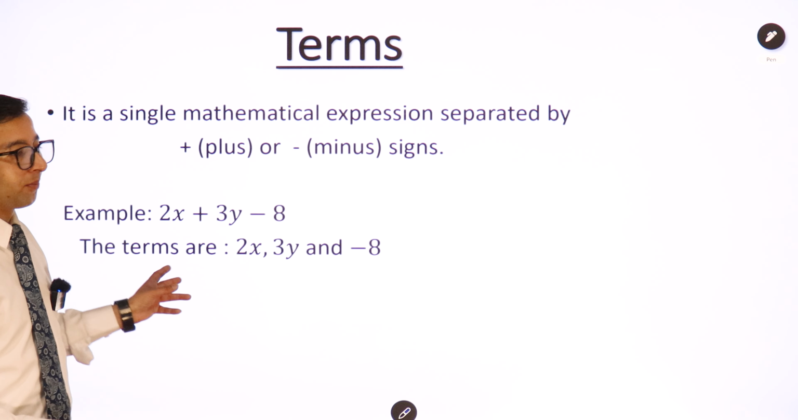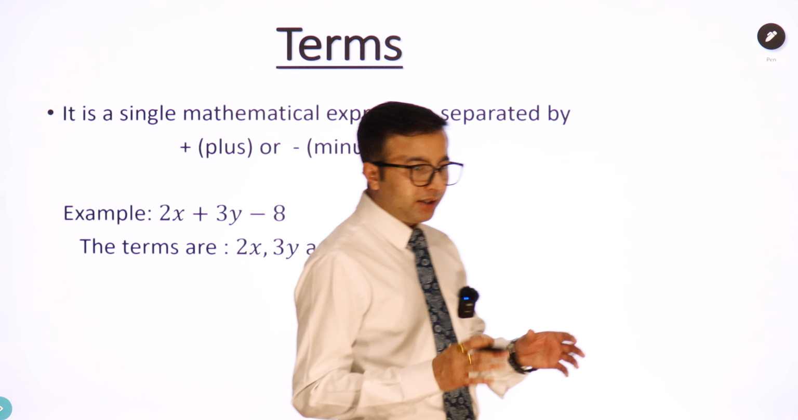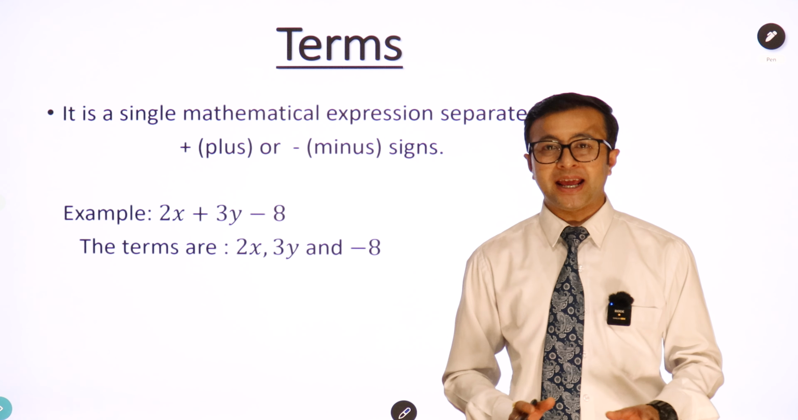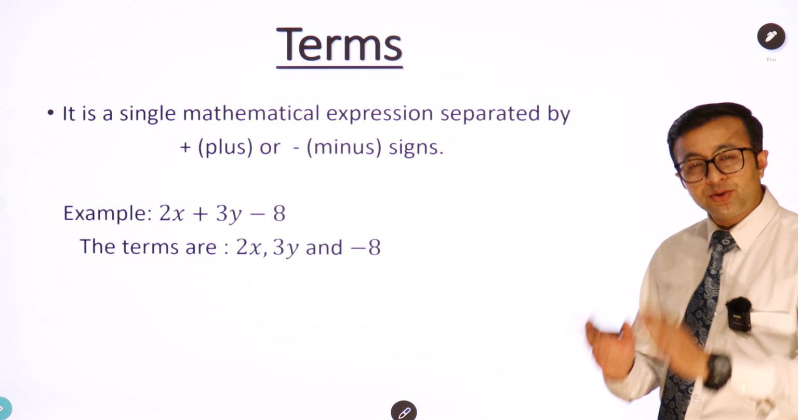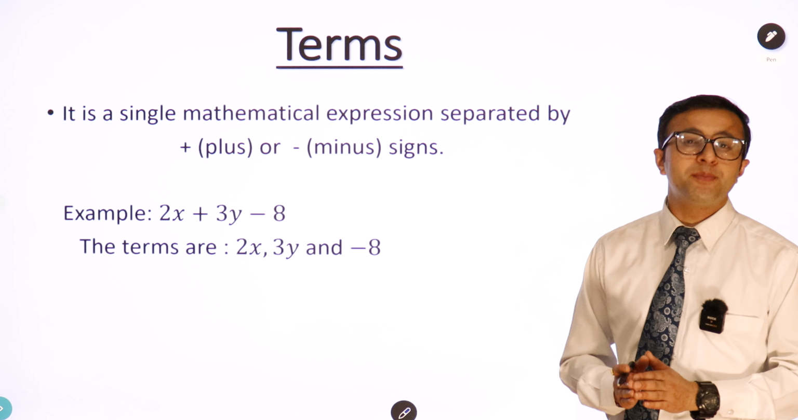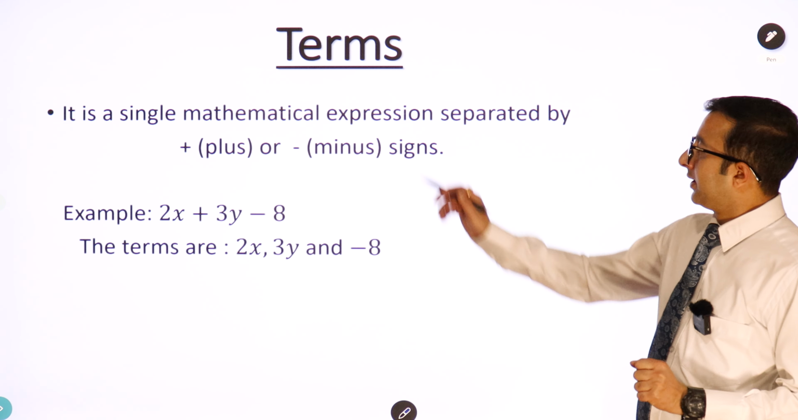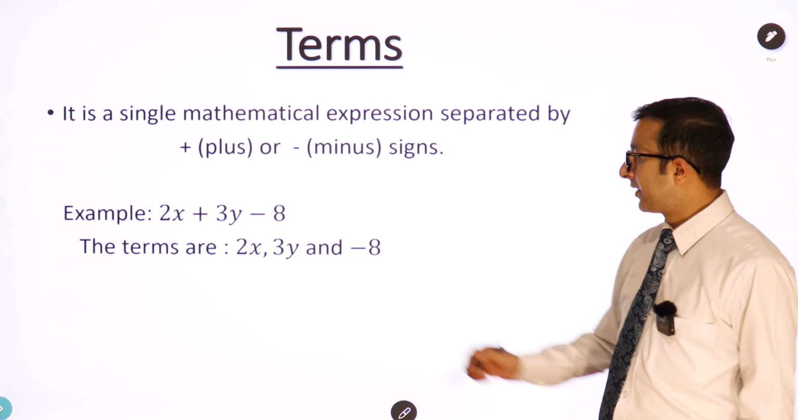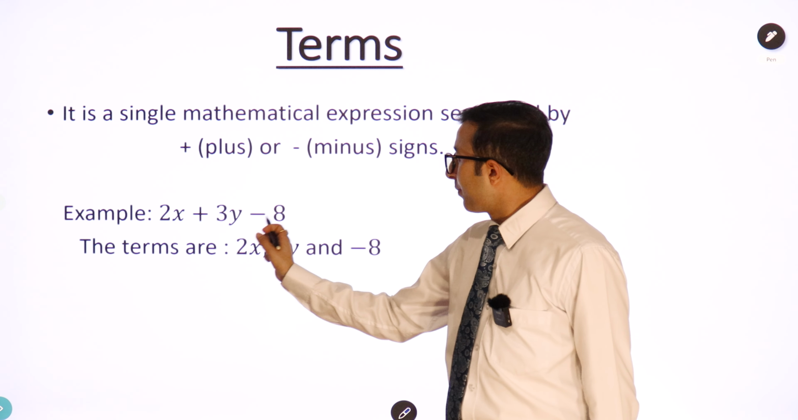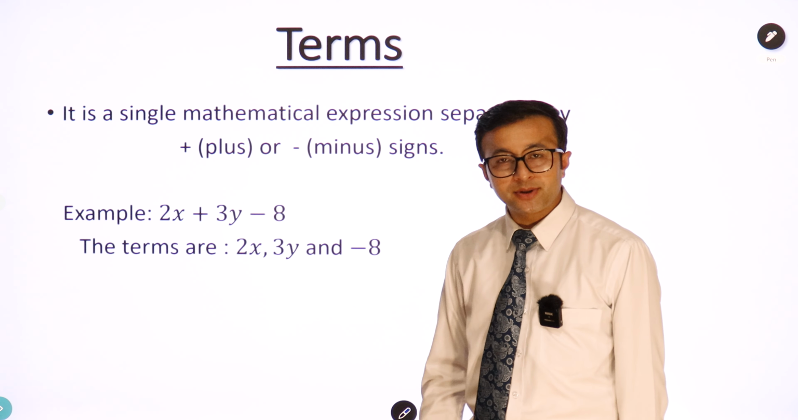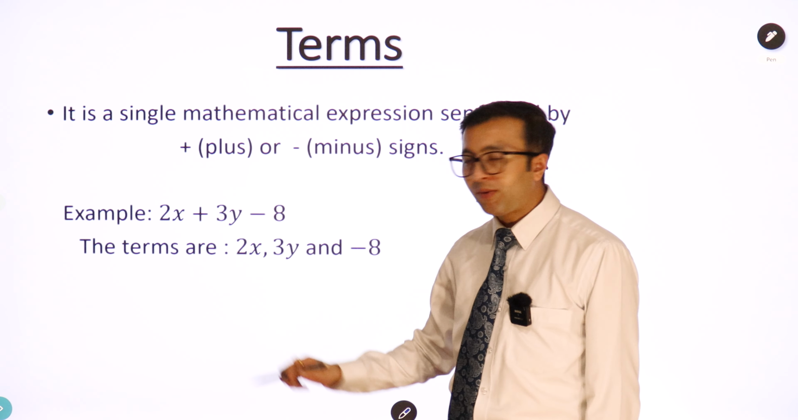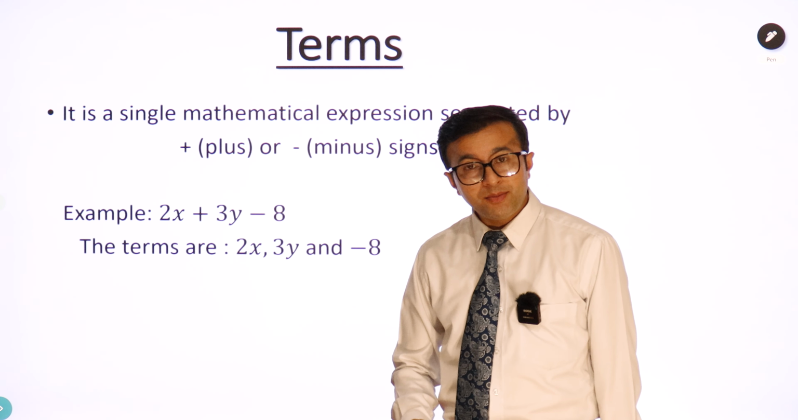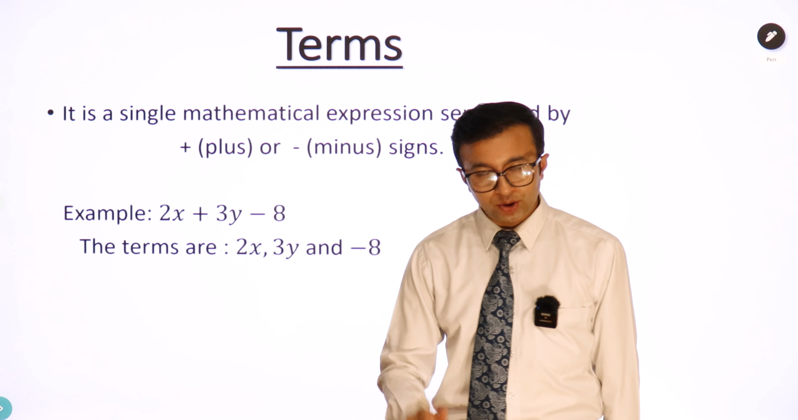Now next is terms. Terms are the parts in a polynomial or an algebraic expression which are separated by plus or minus sign. It is a single mathematical expression separated by plus or minus sign. Just look here, 2x plus 3y minus 8. First of all, this is an algebraic expression. X has power 1, y has power 1, and 1 is a whole number, so this is also a polynomial.